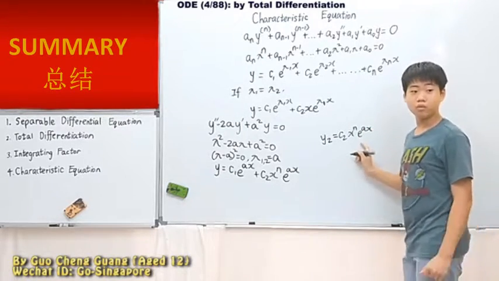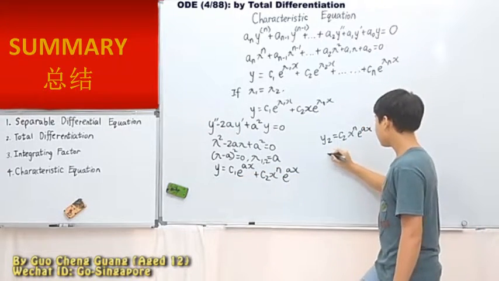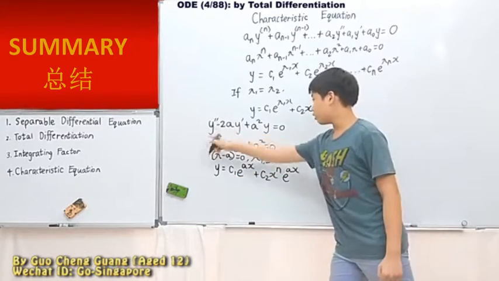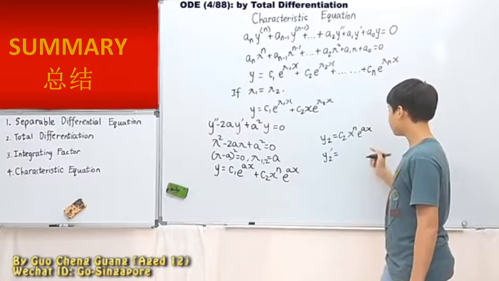So here is your y2. Well, this part is y1. Okay, we can just let it be like that. Then here you have until the second derivative. First thing, find the first derivative.